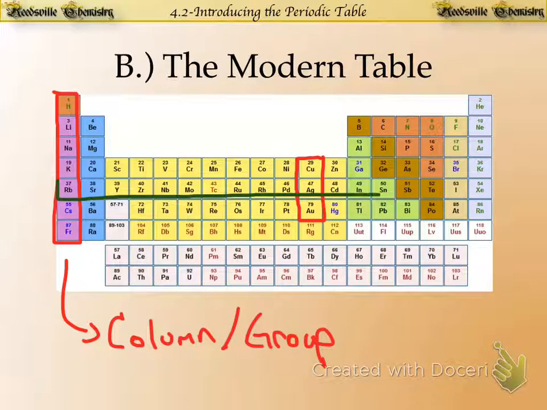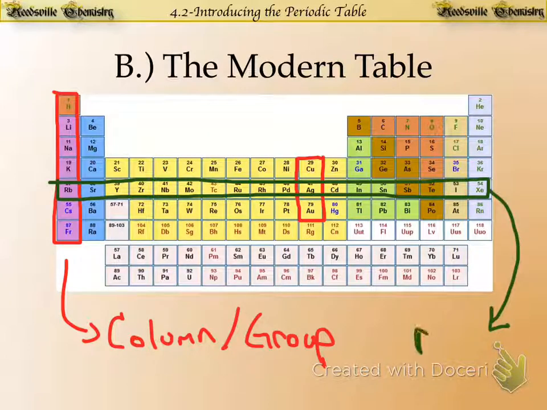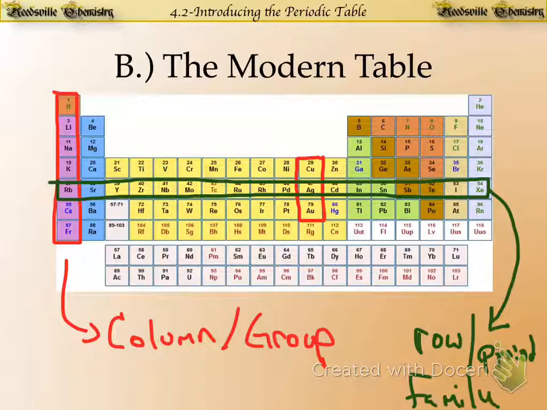Now, we can do the same thing with our row. Okay, instead of calling that a column, we call that a row or a period. Or it's got one more word, we could call it a family. Alright, and we'll also notice, again, once we get to Unit 6, why all the elements in a row or a period have similar properties.